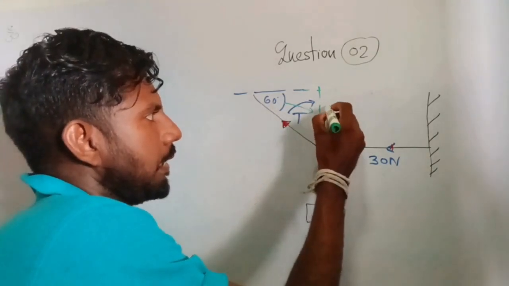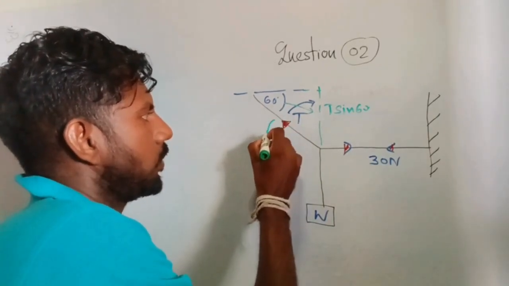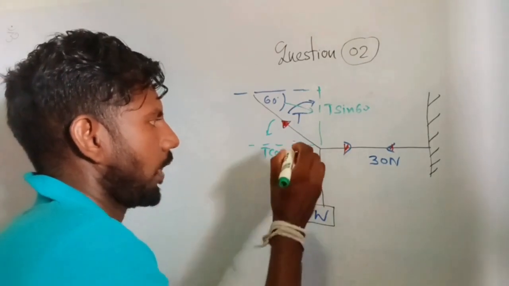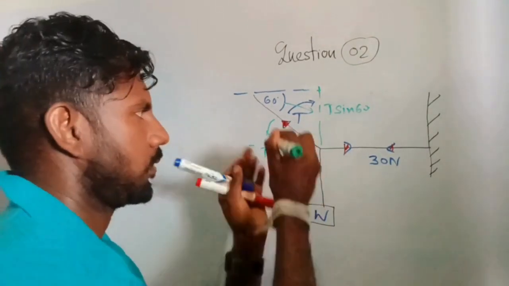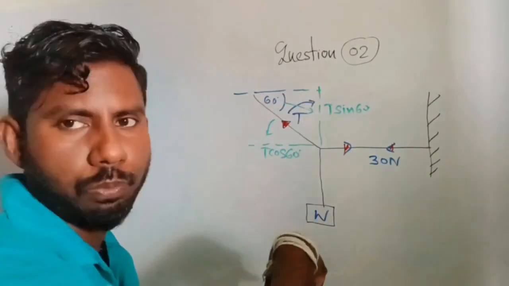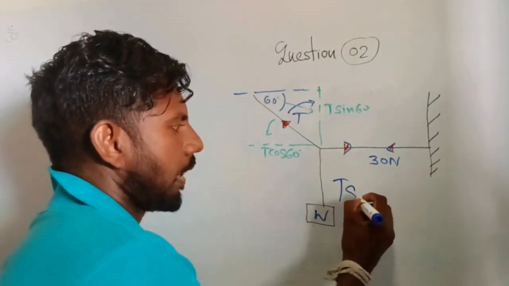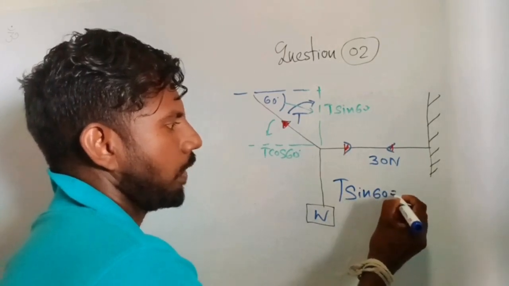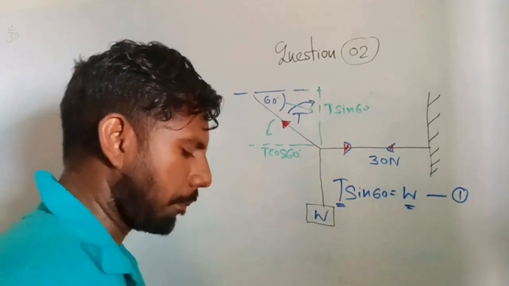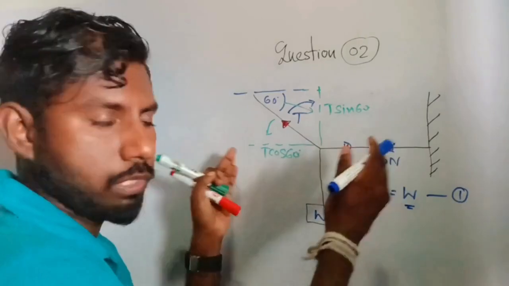So it's T sin 60 in this direction, and T cos 60 in this direction. Now we have taken the components. So for the equilibrium, upward forces must be equal to the downward forces. So T sin 60 should be equal to W. Here, of course, we don't know the tension and we don't know W, so we need to wait for a moment and find it from the horizontal direction.